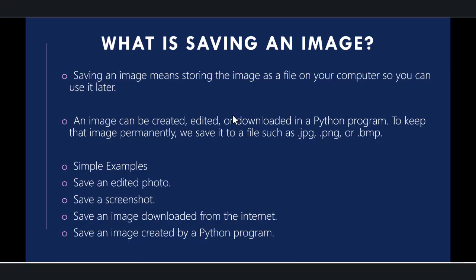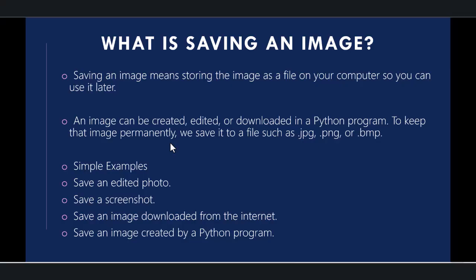If we want to keep that image on our computer so that we can open it later, we can share it with others, or we can also use it in another project. To do this, we need to save it as an image file. Python allows us to save images in different formats like JPG, PNG, or BMP.